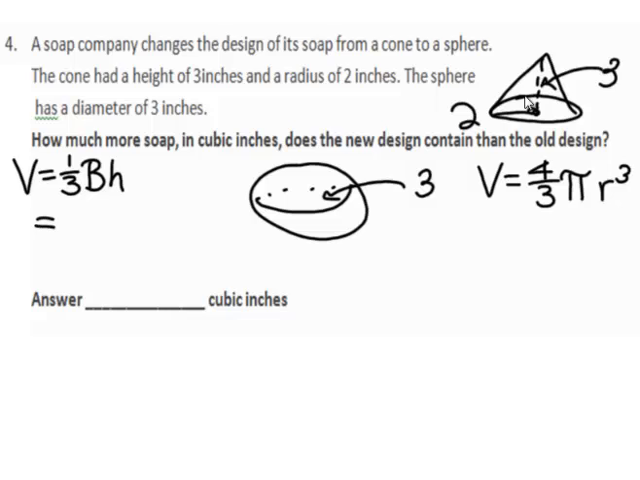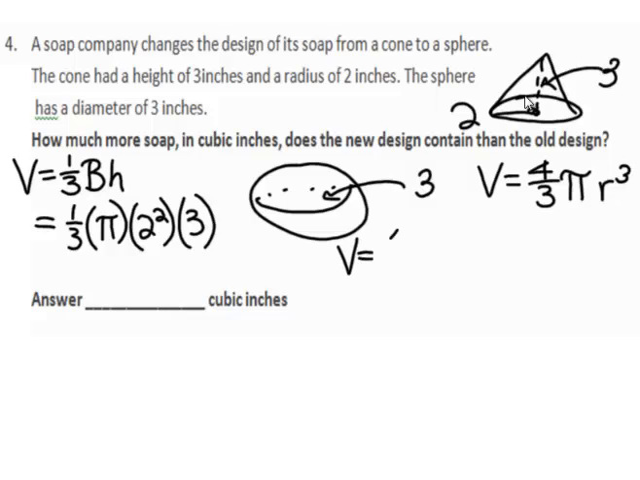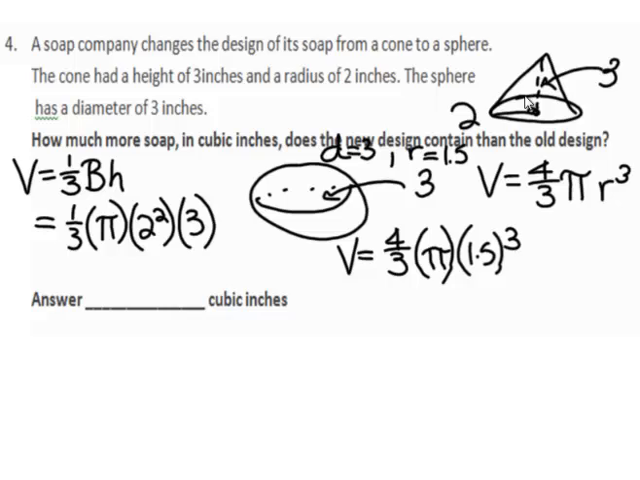So let's find the volume of the cone first of all. So I have 1/3. Let's see, the base of my cone is a circle. So that's pi times my radius, which is 2 squared, times the height of the cone, which is 3. The volume of the sphere is 4/3 times pi times my radius. Well, let's see, if my diameter is 3, then I know that the radius equals 1.5. So I have 1.5 cubed.